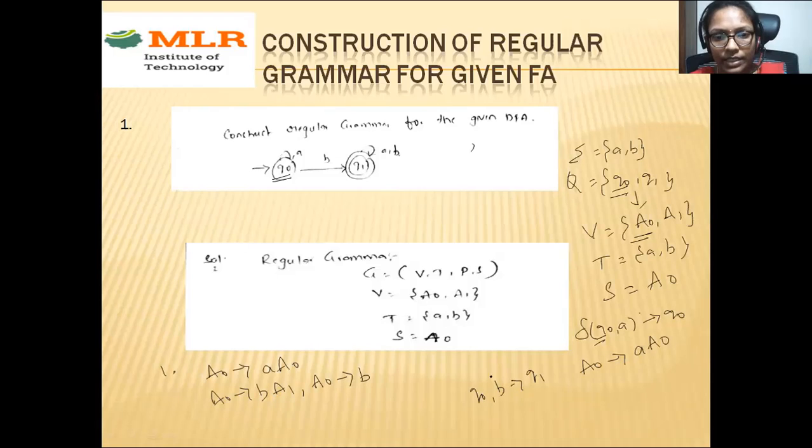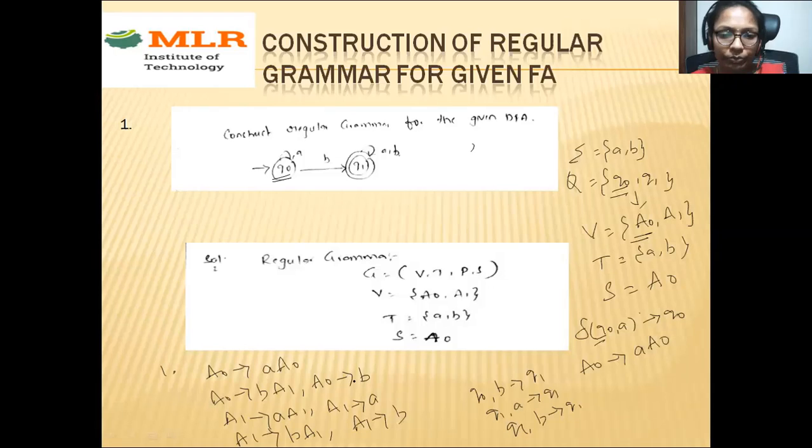And next transition is Q1 on A is going to Q1. Q1 on B going to Q1 only. That means A1 on A is going to A1, whereas A1 is a final state, so you need to add A1 tends to A as an additional production rule. Then what is another one? A1 on B is going to A1, whereas A1 is a final state, so A1 tends to B. So these are all the production rules which we will get for this problem.